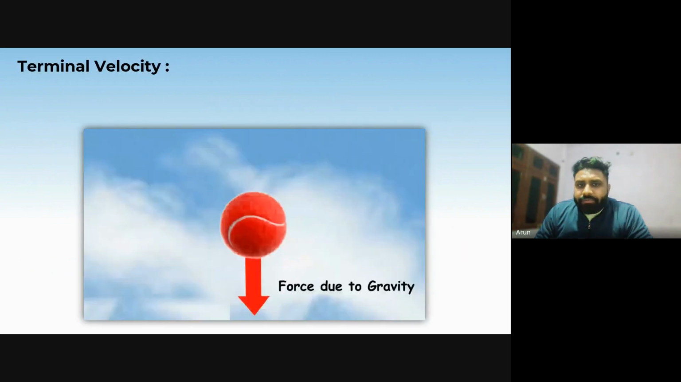Now, terminal velocity. I have discussed this already, but initially the ball is moving downward. Air will apply a drag force to it, and it is moving with the help of gravity. Gravity is exerting a pull force on it.